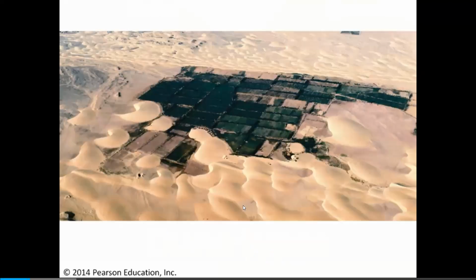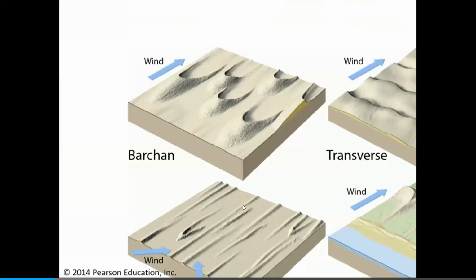Okay, let's take a look at this scene here. Here some sand dunes are moving over some agricultural fields. But what kind of dunes are they? And what do they tell us about the region in which they are found? Well, there are 6 major types of dunes that we want to learn.